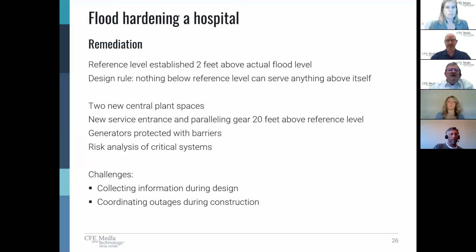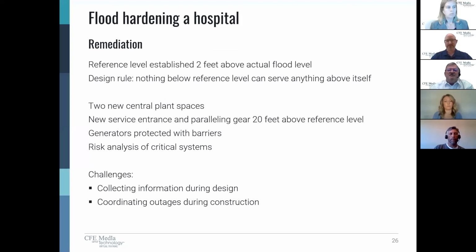Now we look at the remediation, in which the project established a reference level that was 2 feet above the actual flood level. There were a number of entities involved in setting that level, and each one added a few inches to what the previous one set. And so by the time it got to us, we had 2 more feet. Our design rule was that nothing in the hospital that was below the reference level would serve anything that was above itself, so that if a piece of equipment got inundated, we didn't lose anything above it.